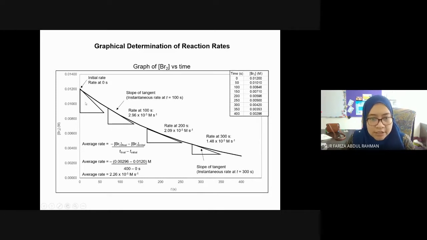Initial rate ni, berapa ni? Dia suruh you kira sendiri. Ni sebenarnya kena kira, bukan jawapan dia 0. Dia kata rate at 0 second berapa. Cari, sebab dia depends on your punya tangent line. Betul tak?